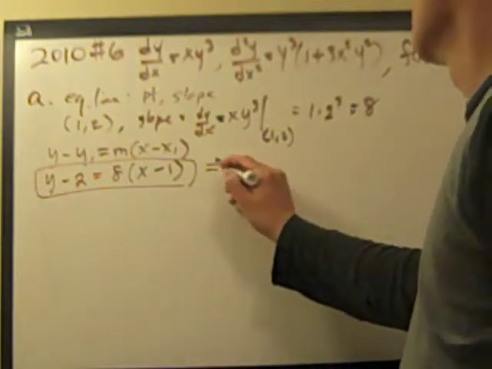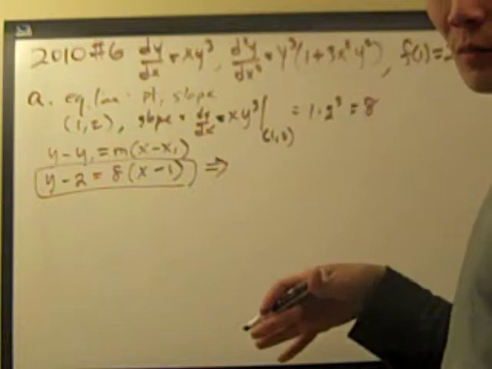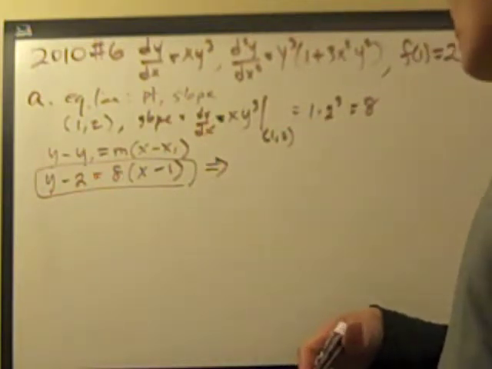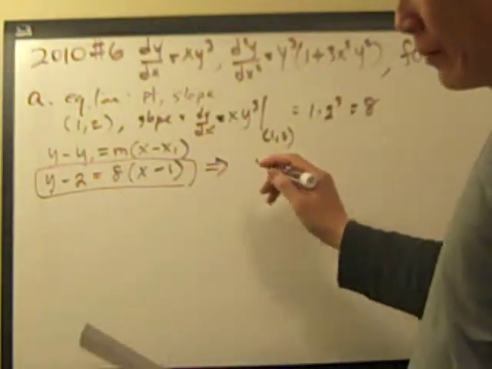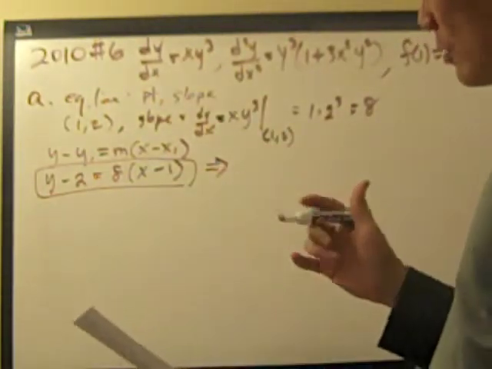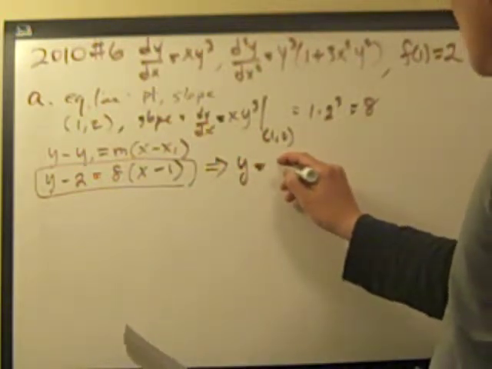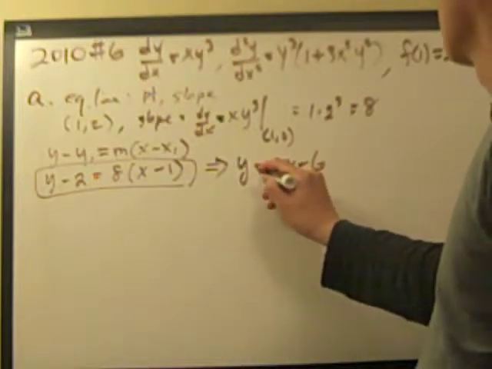Now, of course, you can go ahead and simplify it if you like, and perhaps once you simplify it, it might be easier for the next part of the problem. But regardless, this is good enough. For the sake of simplicity, I'm just going to go ahead and simplify this. This becomes y is equal to 8x minus 6.